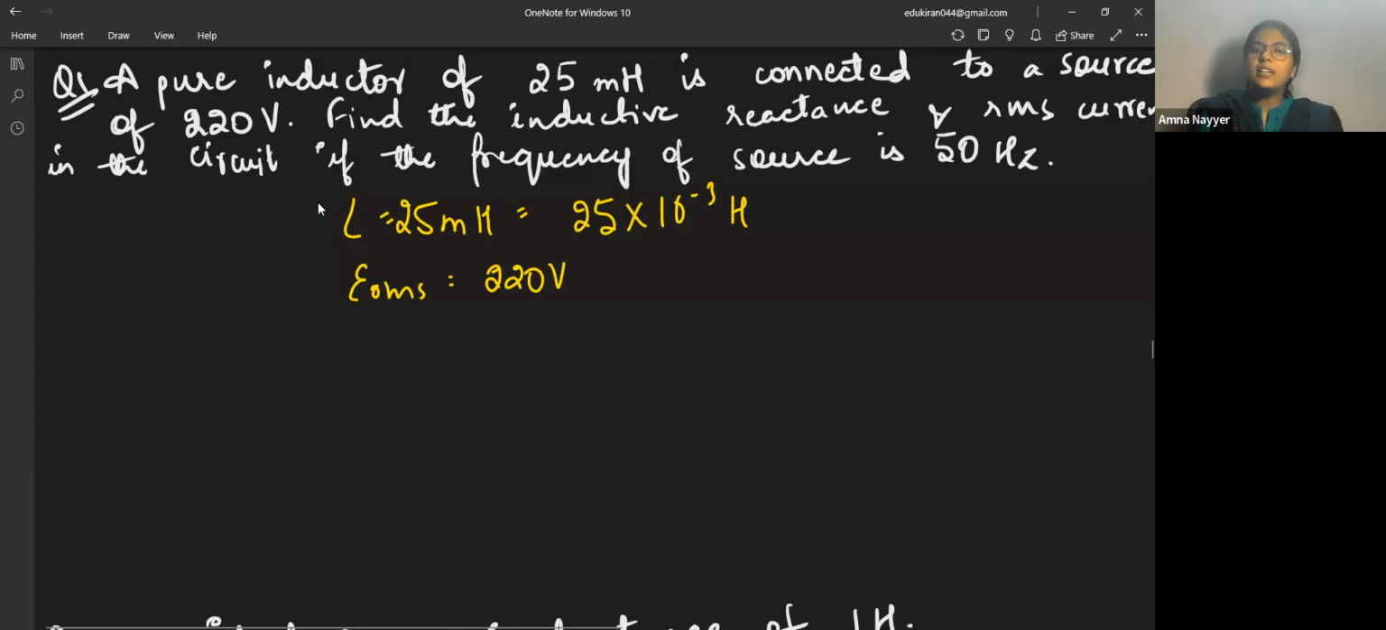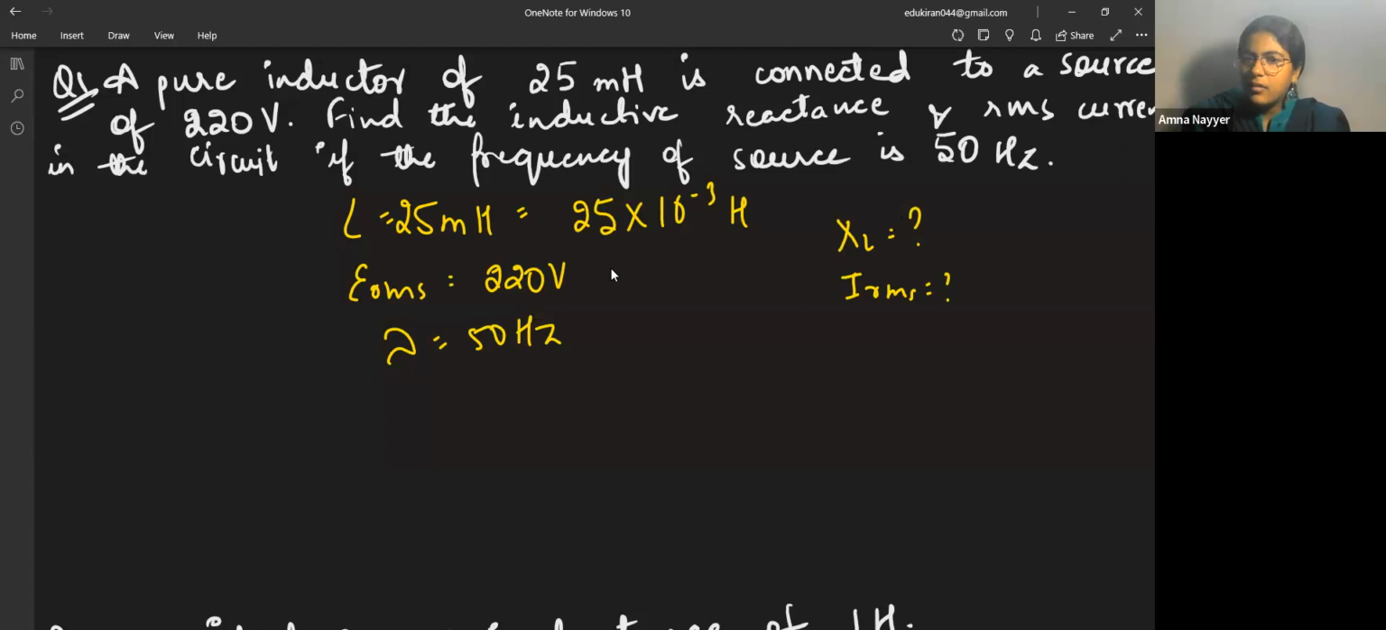Find the inductive reactance and RMS current. Frequency is given as 50 hertz. We have to find the inductive reactance XL and I RMS. If we find XL, we'll be able to find I RMS, because that will be just with the help of E RMS and XL. What is XL? It's omega L.